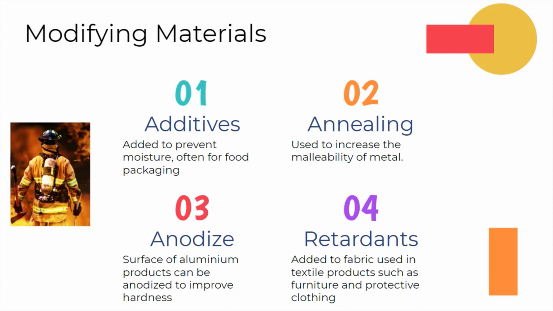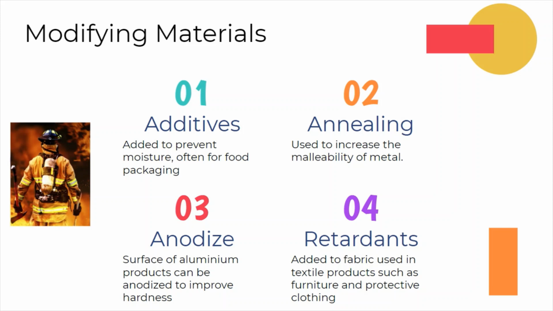Additives can be added to paper and board to prevent moisture transfer, for example in food packaging. Annealing can be used to increase the malleability of metal. This involves heating the metal and allowing the grains in the microstructure to grow, which results in a small reduction in the hardness of the material. The surface of aluminium products can be anodized to improve hardness.